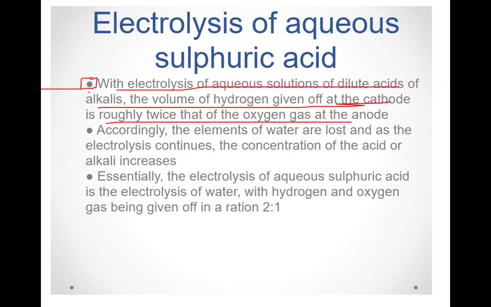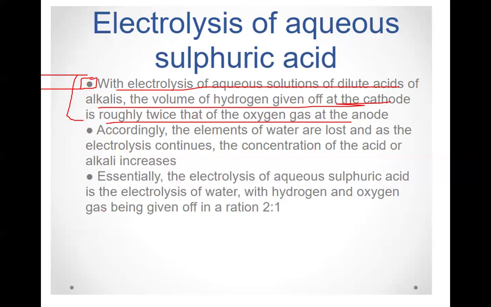Can you just read this and explain? Just read this first and then explain. Okay, why is it so? With the electrolysis of aqueous solutions of dilute acids or alkalis, the volume of hydrogen given off at the cathode is roughly twice that of the oxygen gas at the anode. Yeah. So what do you think is the reason behind this? Any ideas?